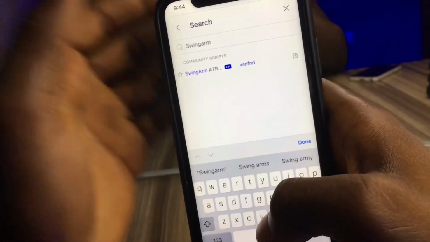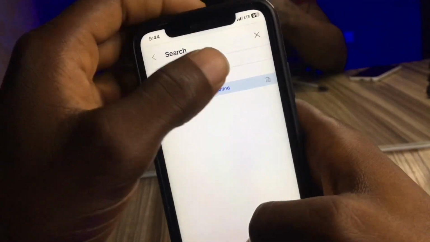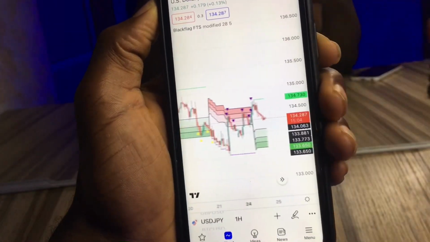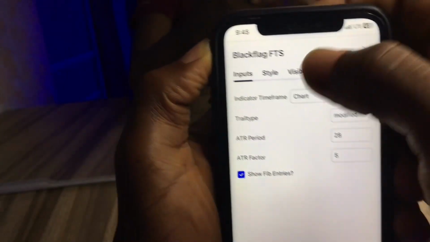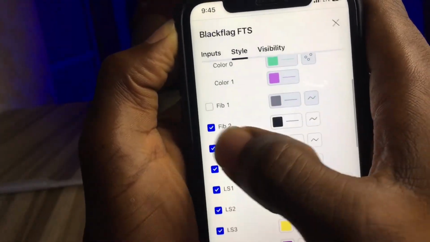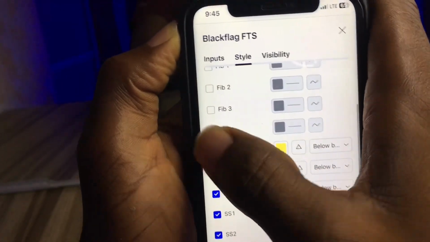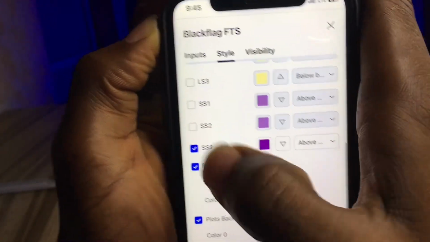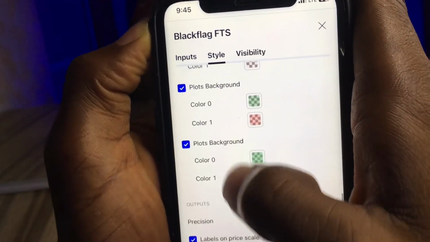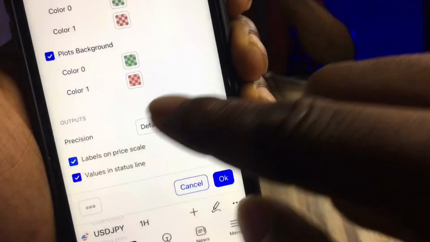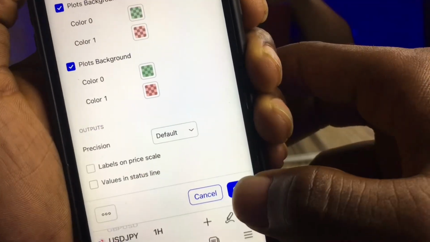Just tap it in, the one by VSNFD. Once you've done that, at first it will look like this. It's not really that much, it's not enticing. So go to the settings of the indicator, go to style. What you're going to do right here is turn off trailing stop, turn off fib 1, fib 2, fib 3, turn off L1, L100, LS1, LS2, LS3, SS1, SS2, SS3, and plot background. Just go ahead and leave that one, leave everything on that one. Then you can turn off label on price scale and value in status line. Once you're done, hit OK.